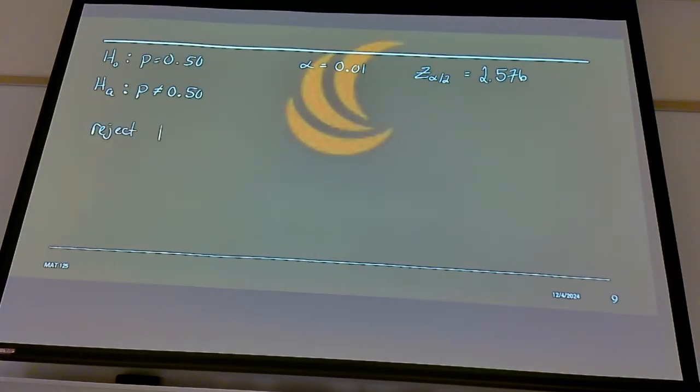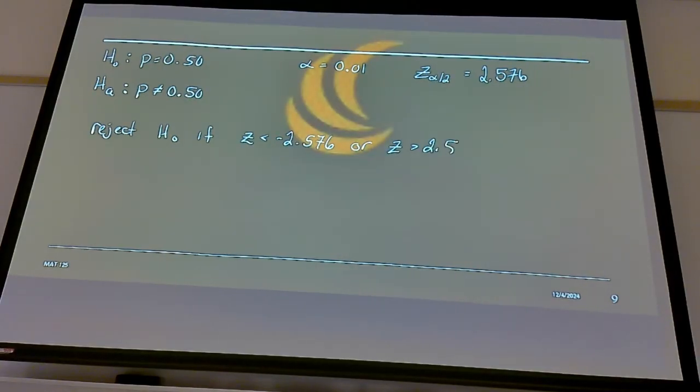You reject it if the test statistic falls in the rejection zone, which is to the left of negative Z alpha over 2 and to the right of positive Z alpha over 2.